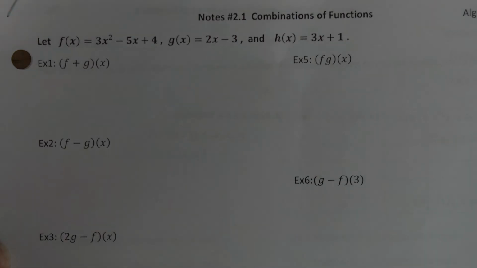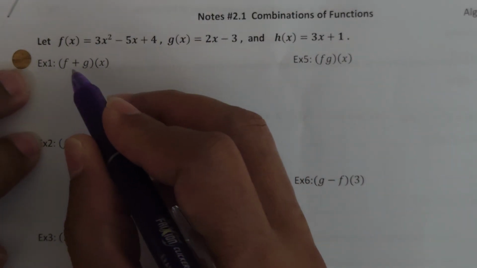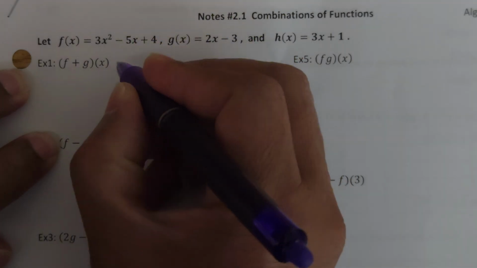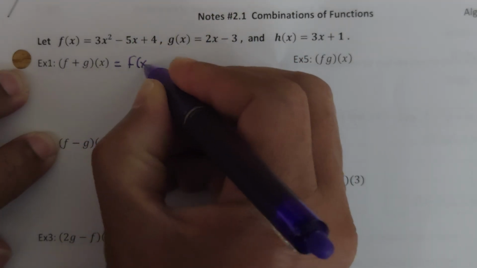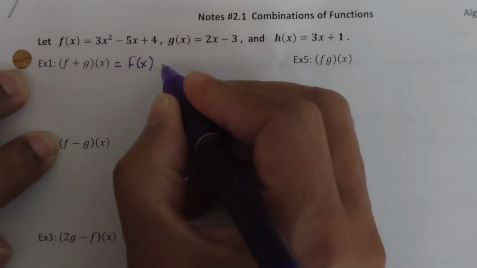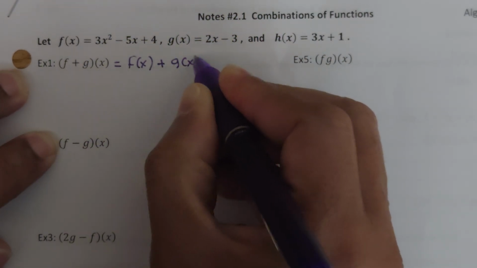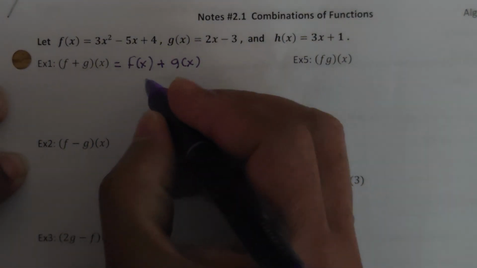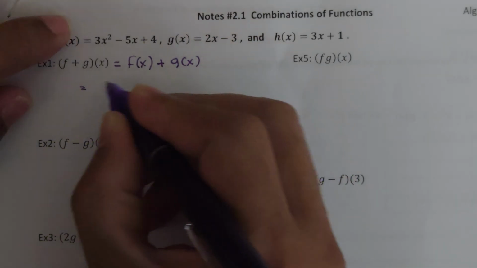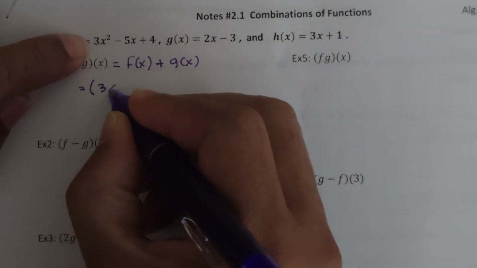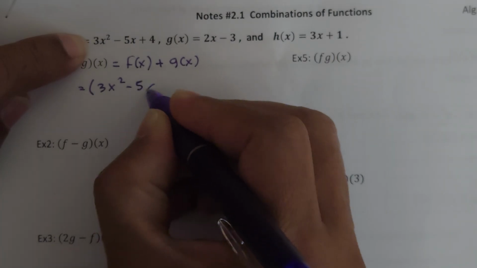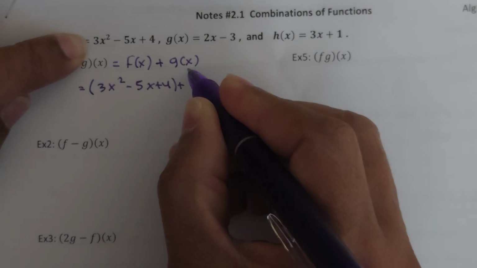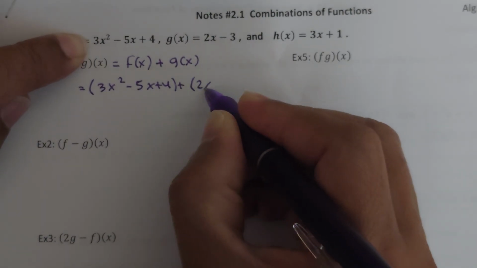So let's get started. For example number 1, what we're being asked to do is to add the two functions. What this means is I'm going to take the function f of x, which is this function here, and add the function g of x to it, which is this one here. Then I'm going to substitute. So I'm going to say f of x, open parentheses, this is 3x squared minus 5x plus 4, that's f of x, and then add g of x to it, which is 2x minus 3.